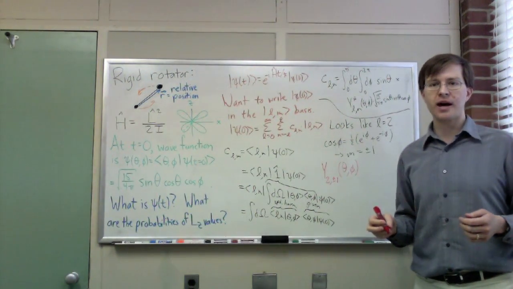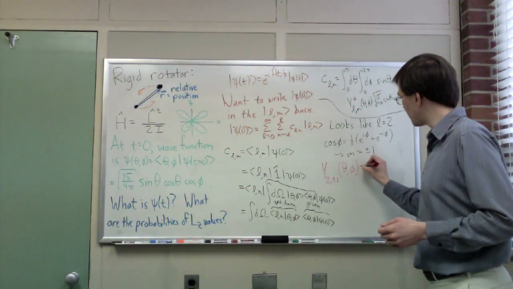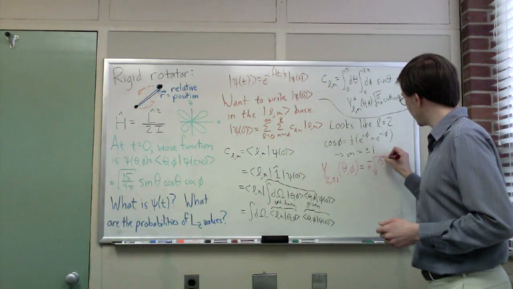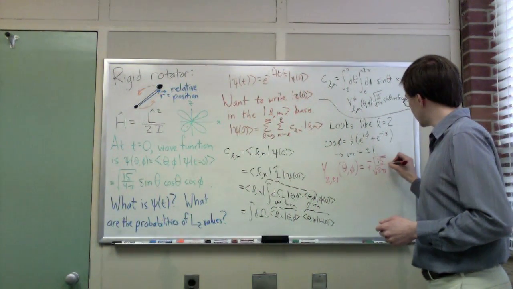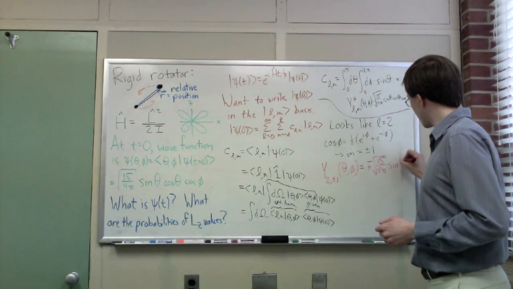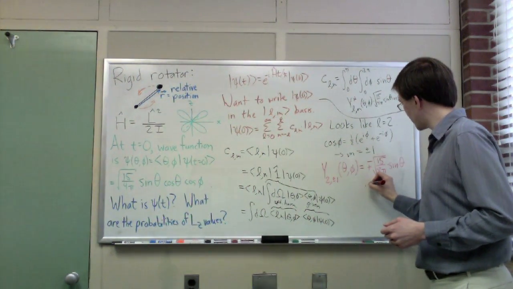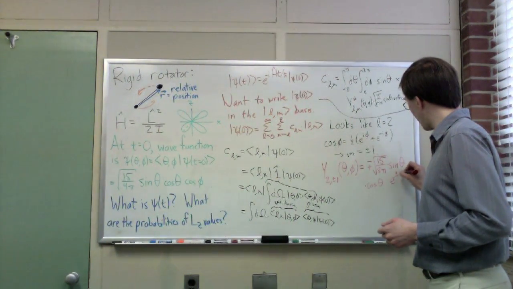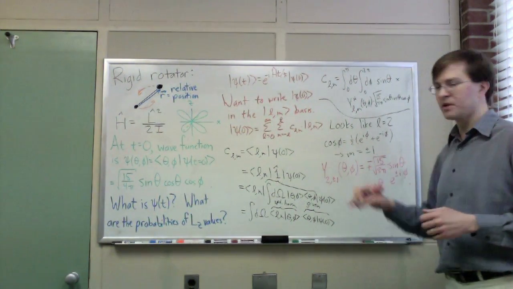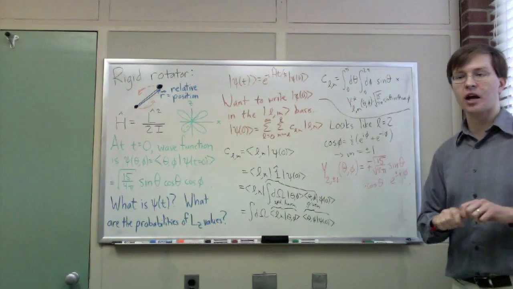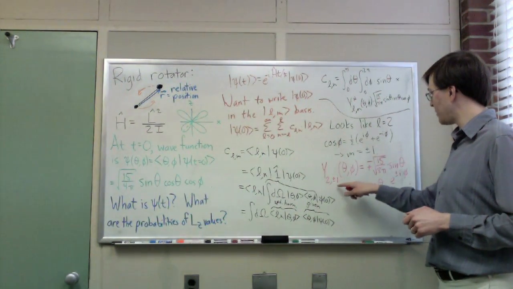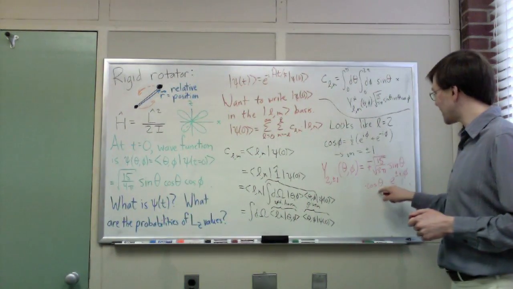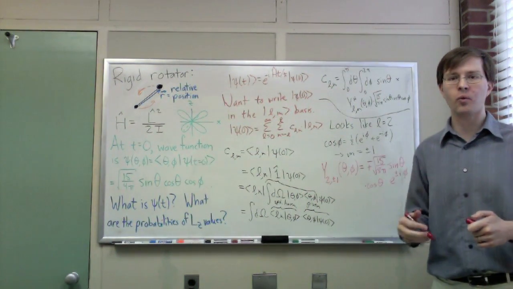I can look this up. I don't want to calculate it from scratch because that's a pain if I can help it. This is equal to minus or plus the square root of 15 over 8 pi times sine theta times cosine theta times e to the plus or minus i phi. Those are the pieces I need. These are exactly the functions that I want. The m equals plus or minus 1 spherical harmonics have that sine theta cosine theta term exactly matching what I want. So this is a good sign.